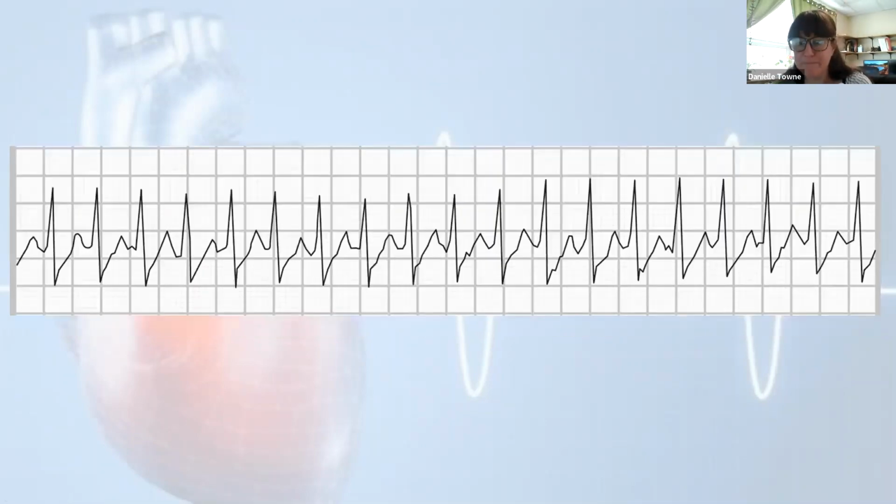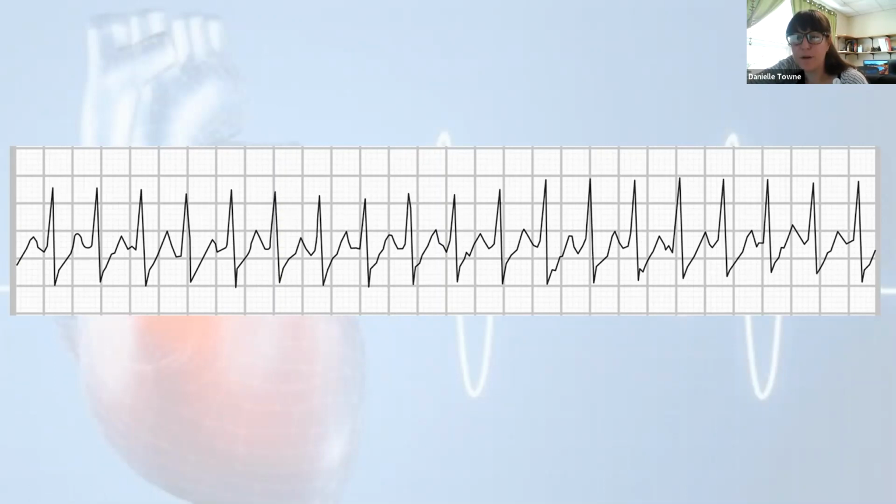All right, last one. Is this regular or irregular? Well, it looks pretty regular based off of the R to R interval, but again, it can be kind of hard to tell because it's really fast. Our rate is about 190. I'm not going to make you count that out, but it's about 19 QRS complexes in this strip.